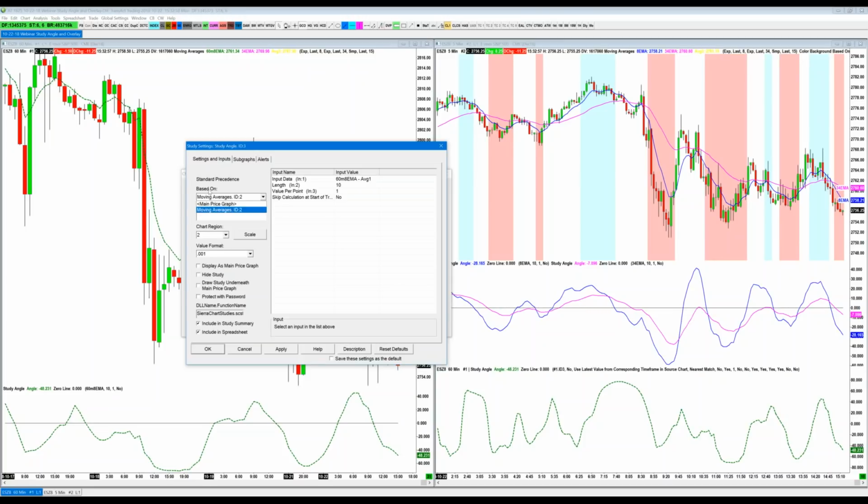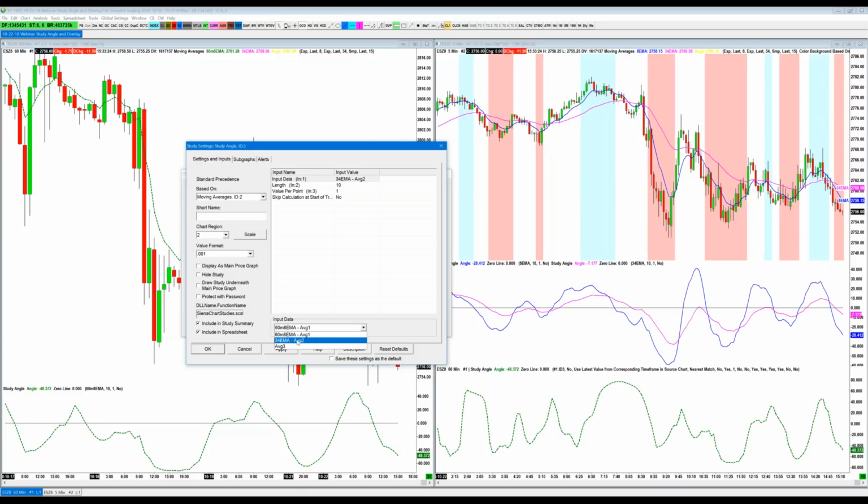In this case, we're actually basing the angle not on the main price graph, but rather the moving averages study. When you choose that in this drop down, to the right under input data, you're going to have to pick what subgraph we're looking at. What about the moving averages study are we measuring? You'll notice that when you select that study, this little drop down becomes a reference to the moving averages study that we were just previously looking at.